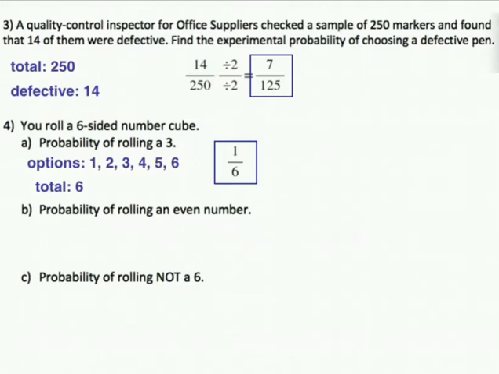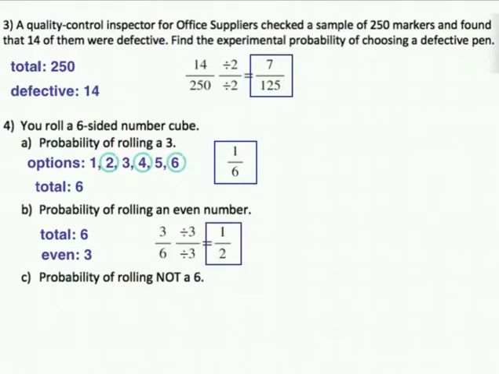Pause here and try questions B and C for number 4 on your own. So probability of rolling an even number, if you look at your list of options, you have 2, 4, and 6 as your even numbers. Basically every other number was an even number. So that's 3 even numbers out of the 6 total. You put that in your fraction and simplify it. You have a 1/2 probability of rolling an even number.